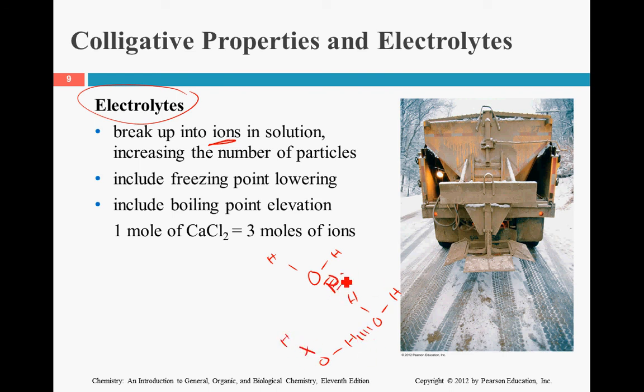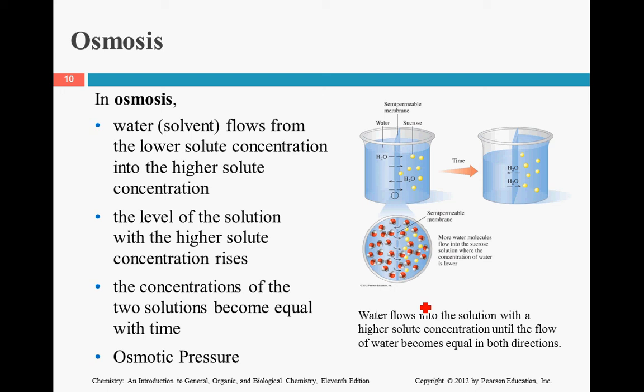So if we slip an ion in here, suddenly this attraction won't be as good. And that interruption makes it so that the ice on the road doesn't freeze. From a biological standpoint, solutes are really important because of the osmosis process.